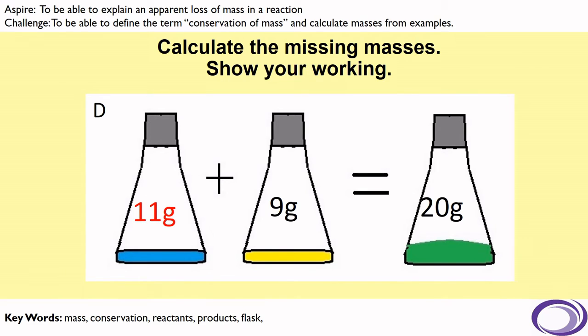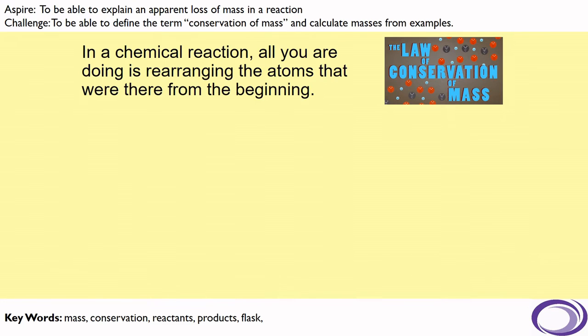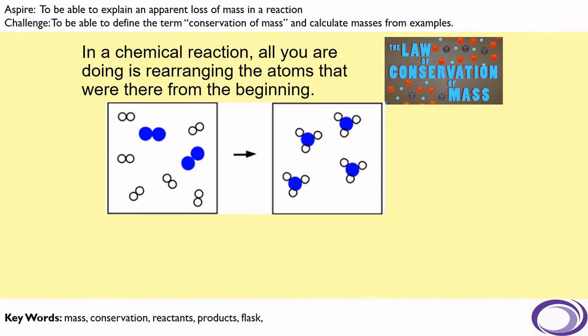So the answer was 11. So remember, in a chemical reaction, all that you are doing is rearranging the atoms that were there from the beginning. No atoms are being created or destroyed in that reaction. So you can see that on this diagram.